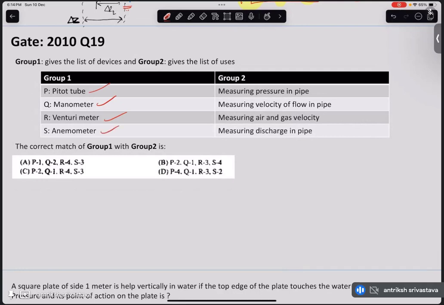I don't think there is any kind of concept in this. This is the kind of question which you have to remember, right? Which you will remember if you practice. How I solve this question, I'll show you. So basically, what we have is anemometer. We all know it is used to measure the velocity of wind, right?